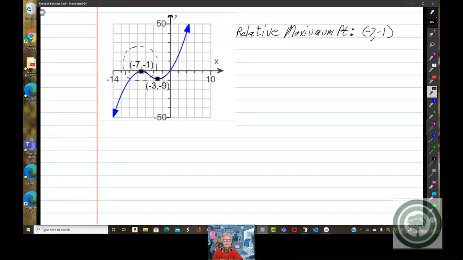Okay, down here, this is like a little valley. And in its own little area, this is the lowest point. But notice the graph keeps getting lower and lower and lower over here. So this point is not the absolute lowest point. It's just the relative lowest point. So our relative minimum point is this point here, -3, -9.